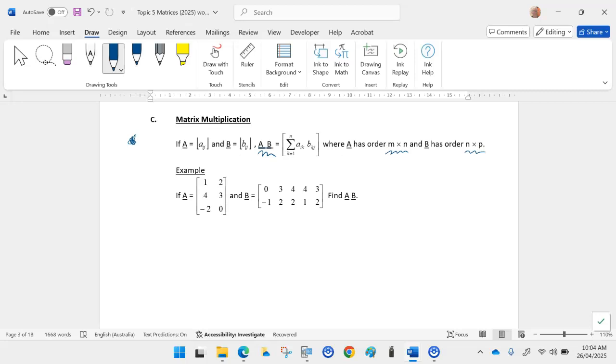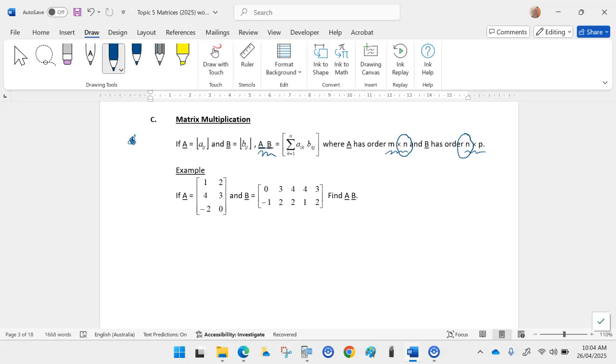What do they have in common? Well, the first matrix must have the same number of columns as the second matrix, B, has rows. If you can do that, then you can multiply these matrices together. Now, rather than going through what this line means, let's do an example and then I'll explain a bit more over the page.